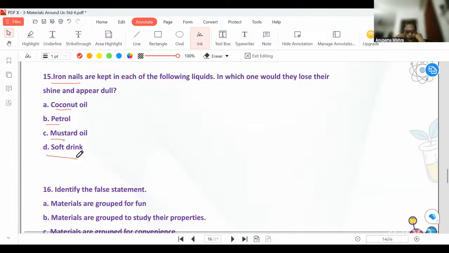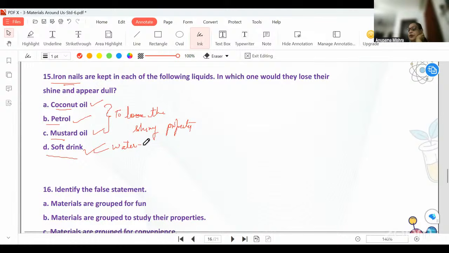In doubt about 15 number? Why the doubt? The thing is that any oil you take, whether coconut oil, petrol, or mustard oil, will not allow the iron nail to lose its shiny property. This is a soft drink, because water is there. So water is the enemy of the iron nail. So what will be the 15 answer?